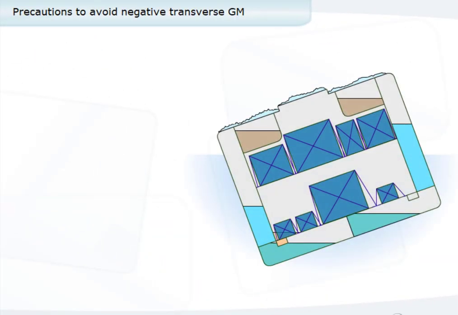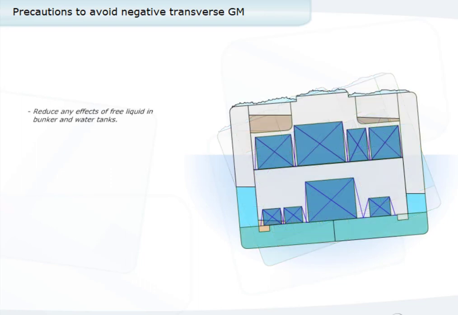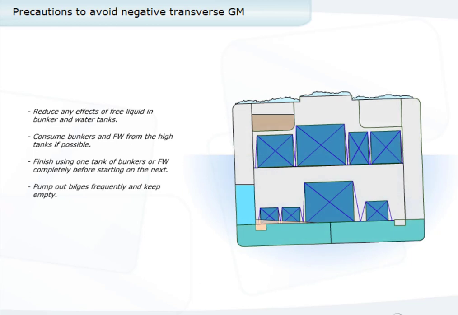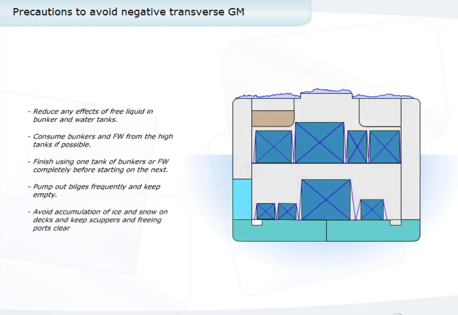The best methods to reduce the possibility of an already small GM going into a negative value are the following. Reduce any effects of free liquid in bunker and water tanks. Consume bunkers and fresh water from the high tanks if possible. Finish using one tank of bunkers or fresh water completely before starting on the next. Pump out bilges frequently and keep empty. Avoid accumulation of ice and snow on decks and keep scuppers and freeing ports clear.